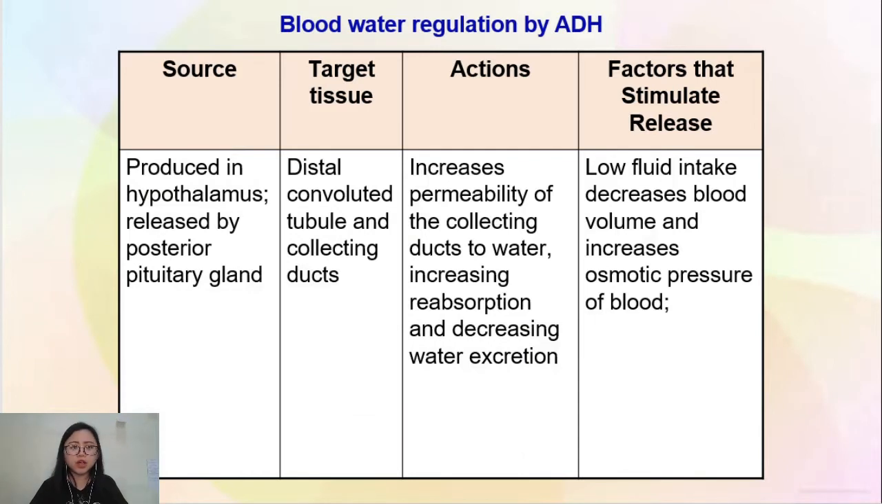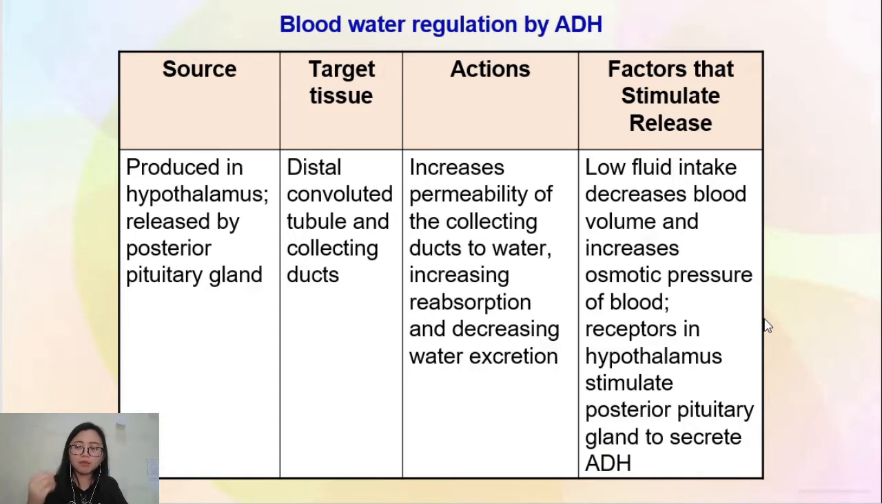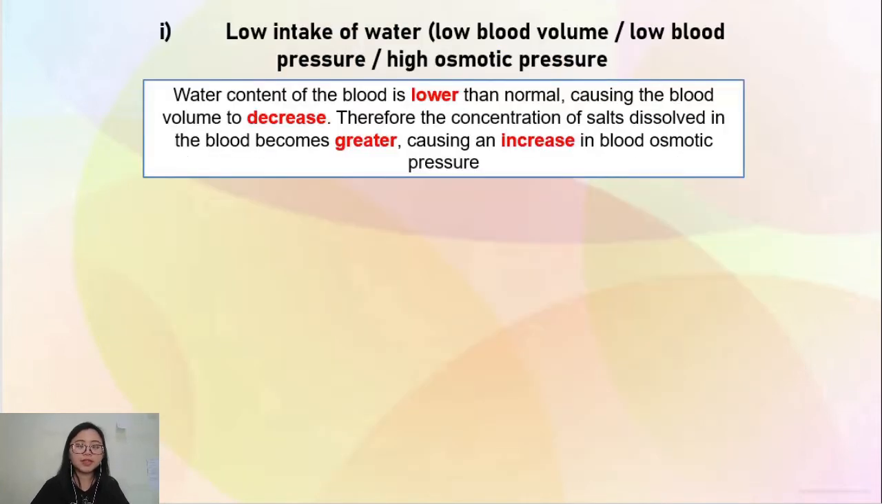Okay, so going back to the factor that stimulates release, the receptors in the hypothalamus will stimulate the posterior pituitary gland to secrete ADH. So dalam sini, basically apa yang dia cakap adalah kalau kita kurang minum air, apa terjadi, siapa akan keluarkan ADH. Let's look at a situation where we have low intake of water. Macam sekarang, saya haus. Apa yang berlaku dalam otak dan saya punya buah pinggang? Saya haus, low intake of water.